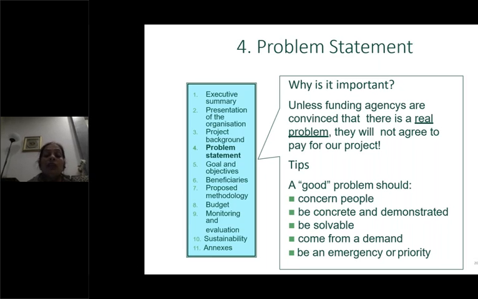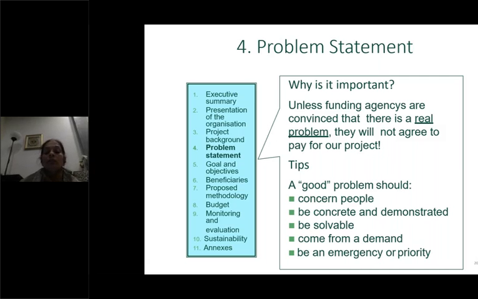it's very difficult to convince the funding agency, yes, this is the problem and you are working on that. So a good problem statement should be society based, it should concern people, be concrete and demonstrated. Nowadays funding agencies totally look for a sustainable solution, and a problem like the air pollution problems we are facing in Delhi. That is a major problem, pollution, all the funding agencies are looking for.